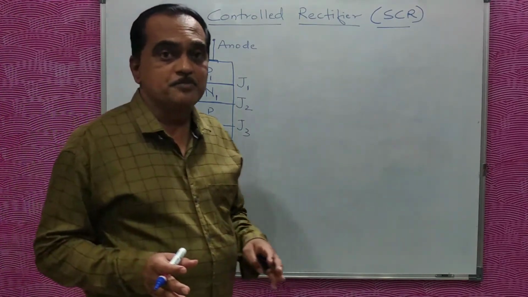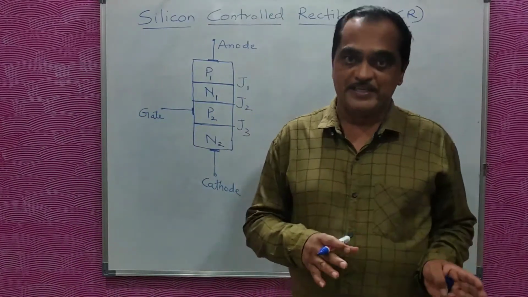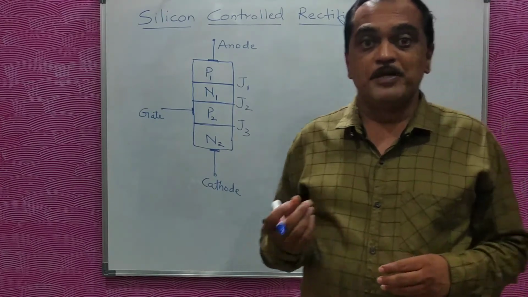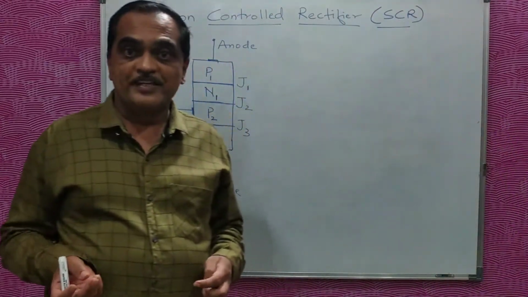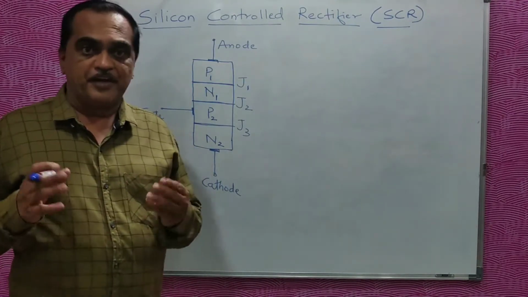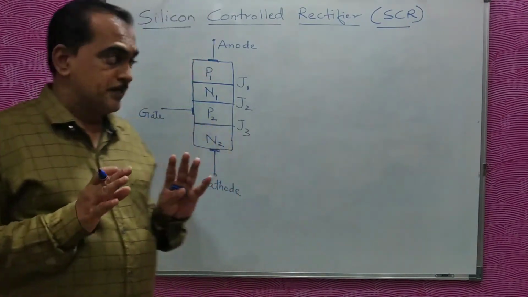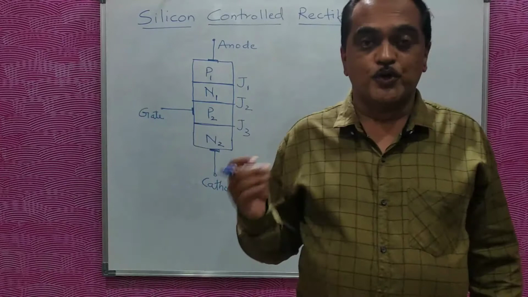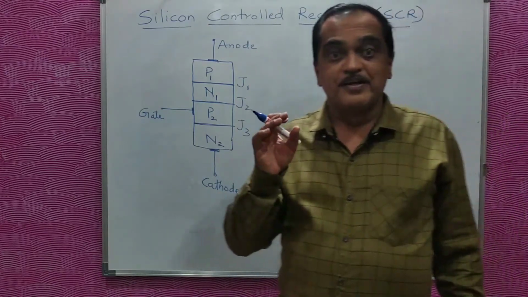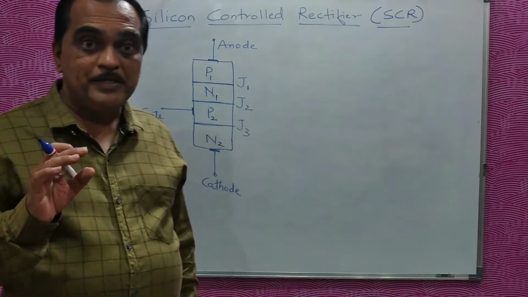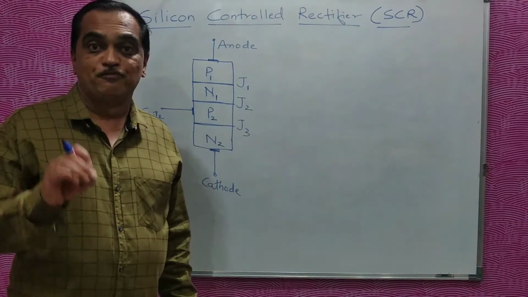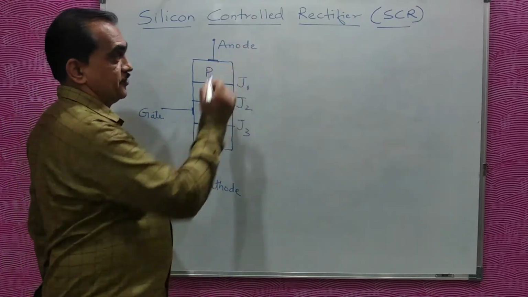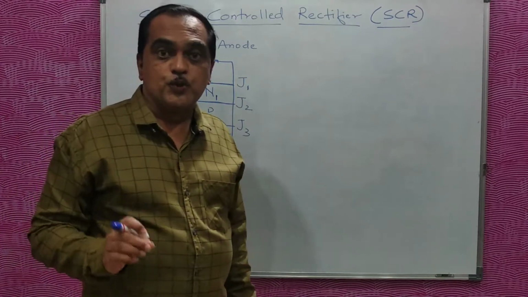Controlled rectification means the output voltage can be varied, whereas uncontrolled rectification you can get with simple diodes also. Rectification means AC to DC. But here you are getting controlled rectification, which means the input will be AC and the output DC that you get can be varied in terms of voltage. So it is controlled rectification, and that is why it is called a silicon controlled rectifier.